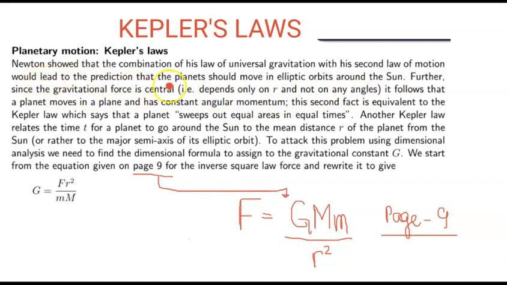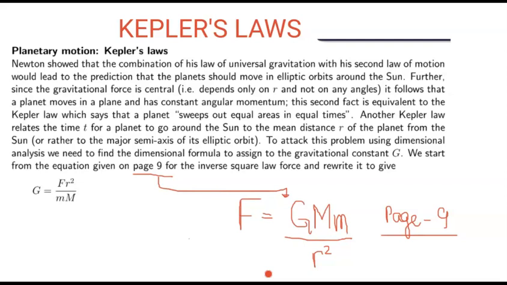So when we look at this formula, it leads to the prediction that the planet should move in an elliptical orbit around the sun. Since the gravitational force is central, it follows that a planet moves in a plane with constant angular momentum. This second fact is equivalent to Kepler's law, which states the planet sweeps out equal areas in equal times. Another Kepler law relates the time t for a planet to go around the sun to the mean distance r of the planet from the sun.